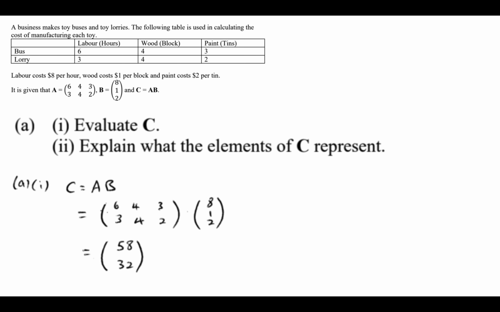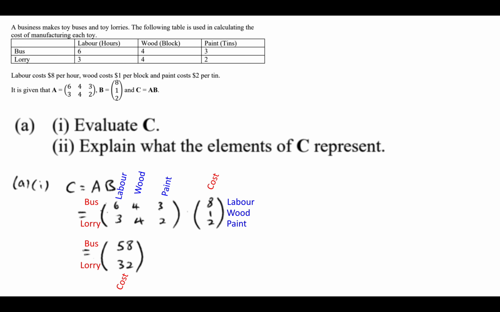Next, we are supposed to explain what the elements of C represent. There are two elements in the matrix C, 58 and 32. How do we know what they represent? As you can see, the matrix A is formatted in this manner. The first row is the toy buses. The second row is the toy lorries. For each column, the first column is the labor, the number of hours. The second column is wood, and the third column is paint.